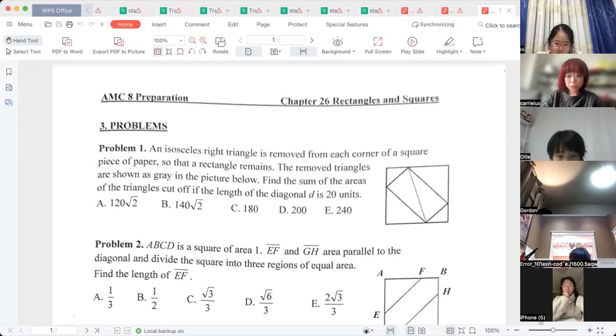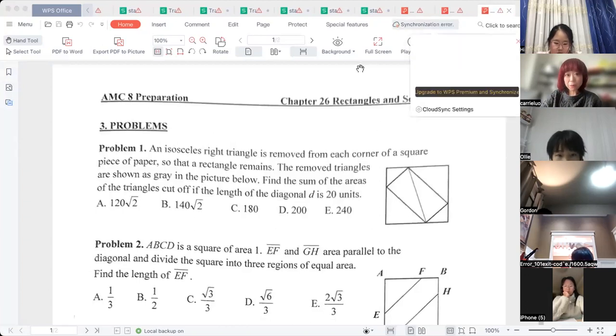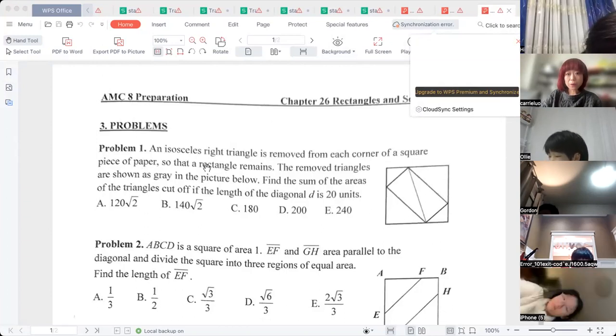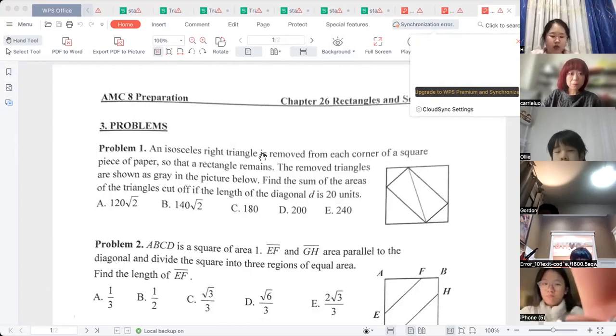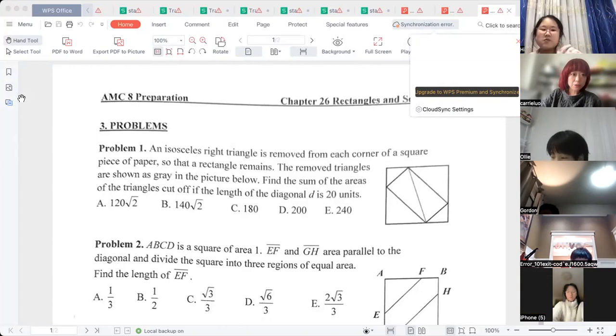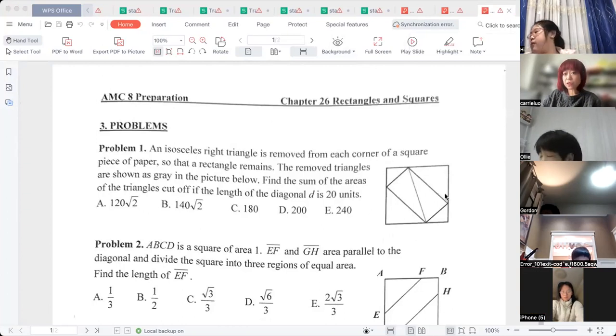Okay, so let's take a look. Can you see the question, everybody? An isosceles right triangle is removed from each corner of a square piece of paper. So what does it mean, everybody? I feel like there are a lot of students who don't understand this. So this is a square, a 正方形, understand? When you have a square, that means each of the sides is the same, right?